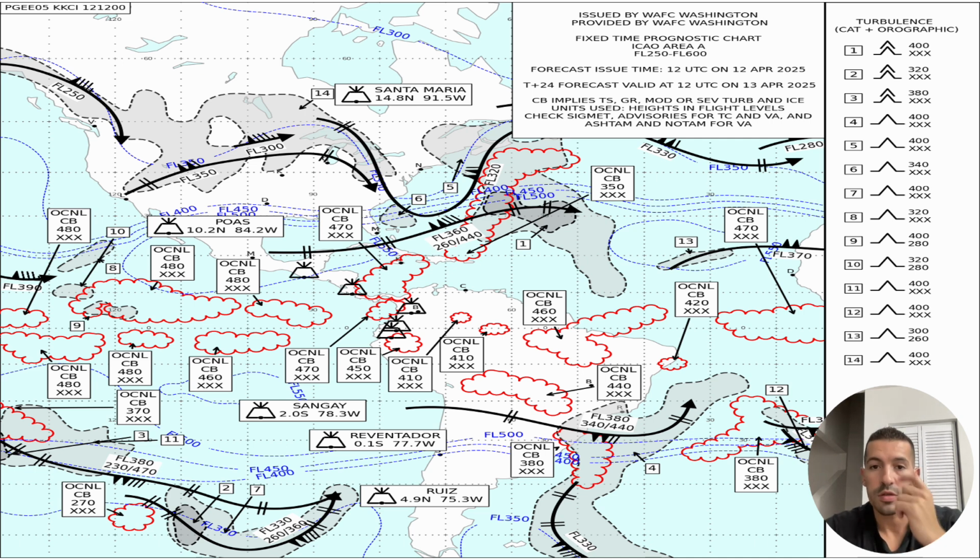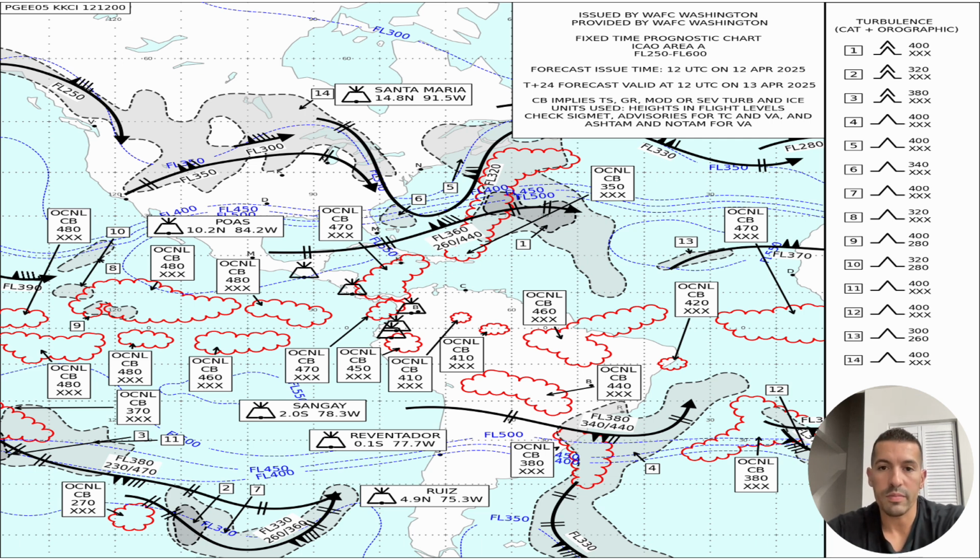We essentially use this as a tool for flight planning, and it is typically used by airlines, dispatchers, or even charter companies or aircraft flying at high altitudes. This chart covers altitudes from flight level 250 all the way up to flight level 600, 60,000 feet above mean sea level. The date and time for this forecast is 12 UTC on the 12th of April 2025, and is valid for 24 hours ending at 12 UTC on the 13th of April 2025.